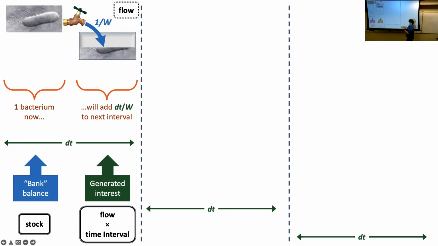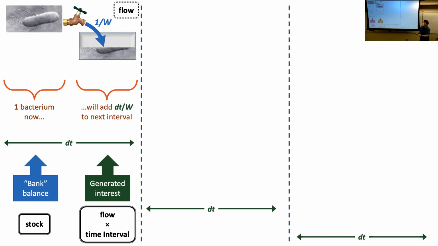Now notice that the actual interest is the flow times the tiny time interval DT. So the interest isn't the flow, the amount added isn't the flow, the instantaneous rate of it being added is the flow. Then we multiply that by the length of these DTs, and then that tells us how much bacteria we're going to add to our balance, our stock, in the next time interval. So every one of these intervals, just like a bank account, we start with a certain amount in the stock and we generate a certain amount of interest.